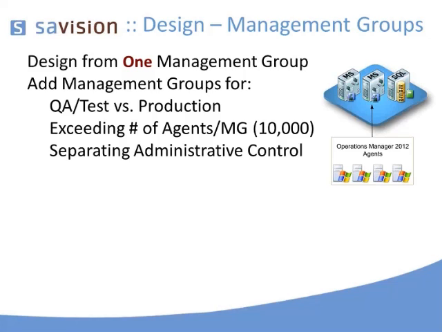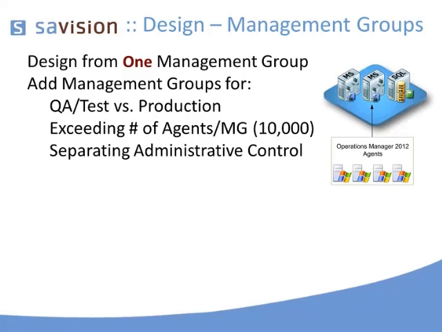You also may have to add a management group if you're exceeding the number of agents. I believe from the documentation that I've seen most recently, we're still at 10,000 agents per management group, but I should have prefaced this entire discussion with this one statement.